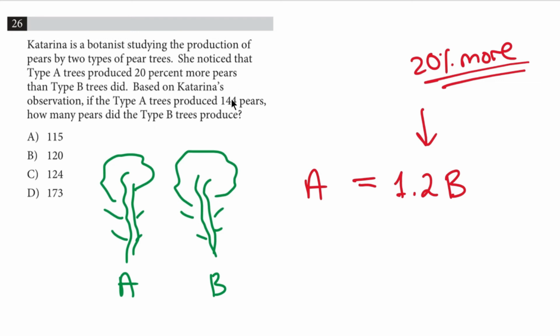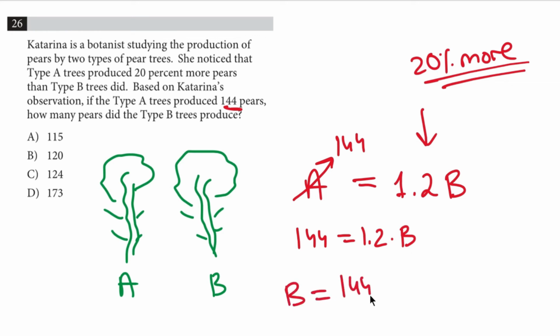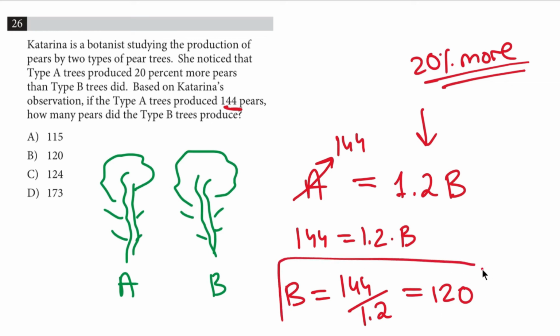So now that we have this expression, based on Katerina's observation, if the type A trees produce 144 pears, how many pears did the type B trees produce? Well, we know what A is. A is equal to 144. So 144 is equal to 1.2 multiplied by the amount of pears type B trees produced. Now let's solve for B. B is equal to 144 divided by 1.2, and this gives you 120. So type B trees produce 120 pears. The important thing in this question is to find this relationship, and after you find this relationship, you can plug in whatever you know to solve for the unknown. Now let's move to the next problem.